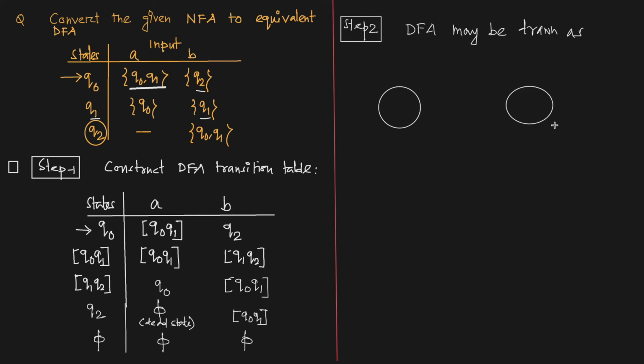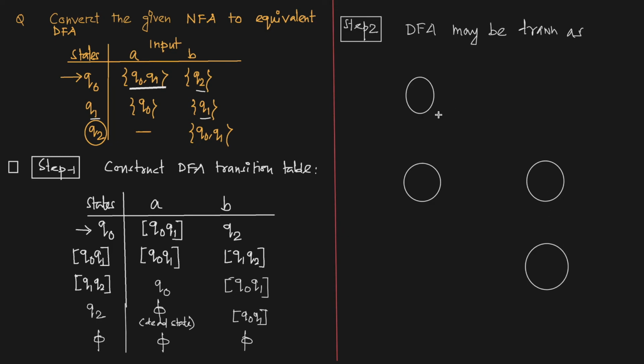Suppose this is Q0, this is Q0 Q1, this is Q1 Q2, this is Q2, and this is phi, that is the dead state.